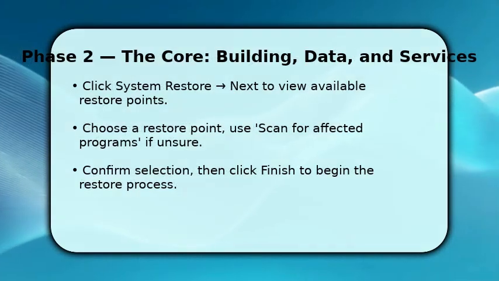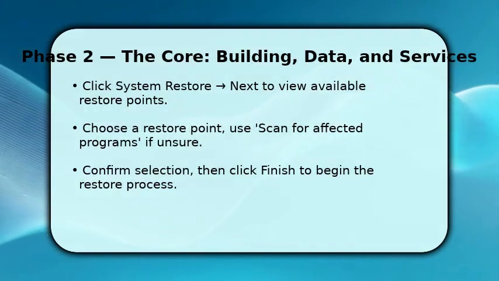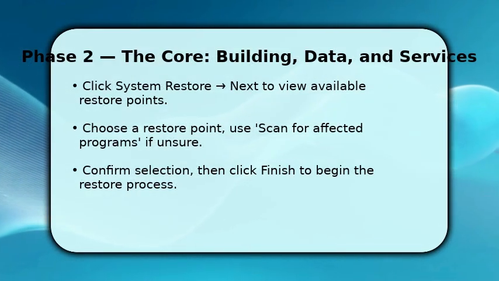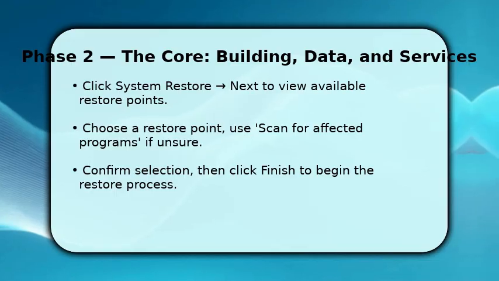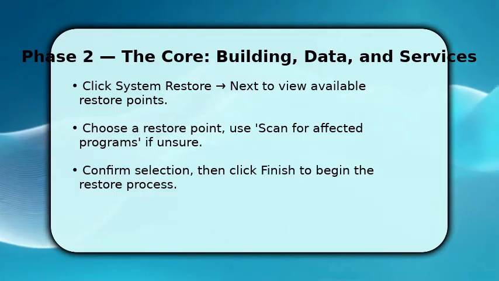You now run the System Restore wizard. Click System Restore, and then Next to see Restore Point timestamps and descriptions. These tell you when Windows saved system state. If unsure which to pick, choose Scan for affected programs so you understand removed or restored apps and drivers.